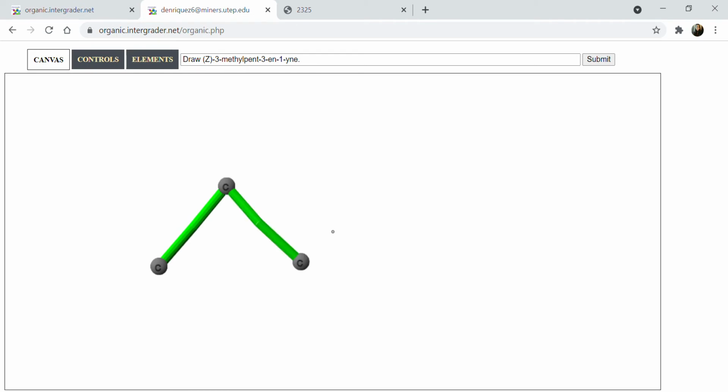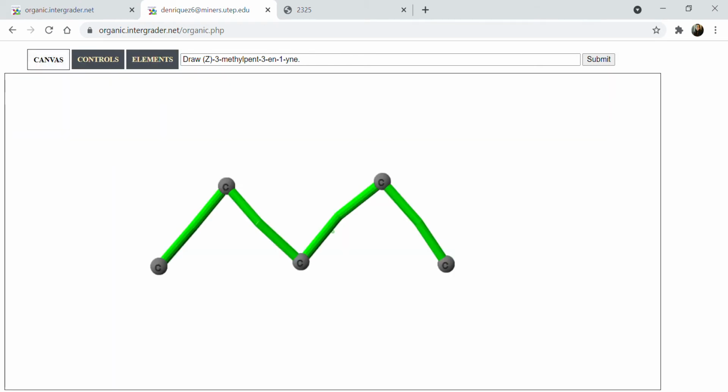So that's 5 carbons. And then I see "ene" after the 3, so I'm gonna go to my 1, 2, 3rd carbon and put another bond here, because "ene" stands for double bond. So I'll add that one, and then I see the "yne", so that stands for a triple bond, and I'll put that at the 1 position going to the 2.